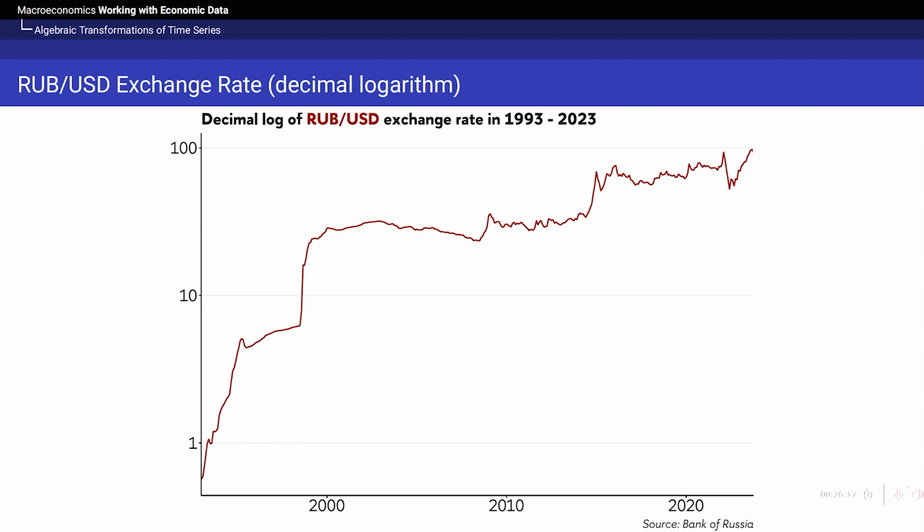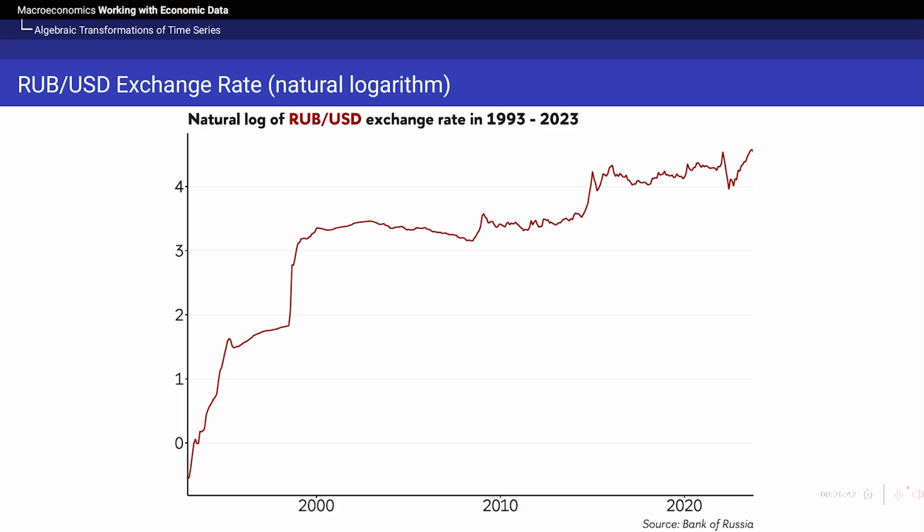The second graph shows the decimal log of the same exchange rate. Pay attention to the vertical axis. Instead of incremental changes, it now reflects proportional changes. This means that between this point and this point, the exchange rate depreciated by a factor of 10 and not just by 10 units. The final graph shows the natural log of the ruble exchange rate. Essentially, it's very similar to the previous one, apart from the figures on the scale.